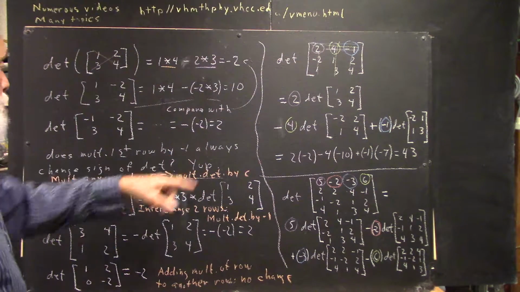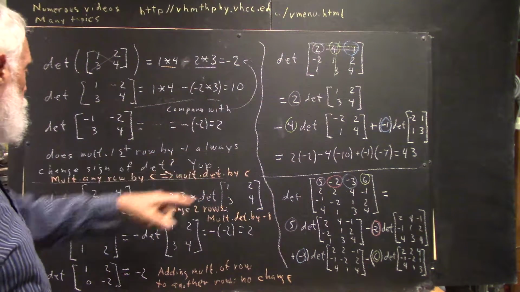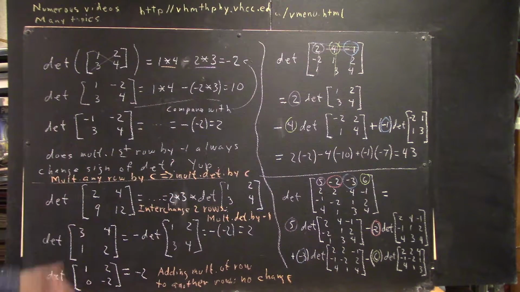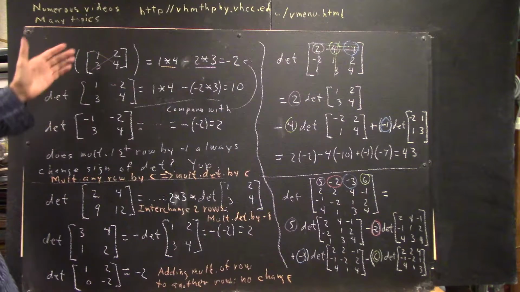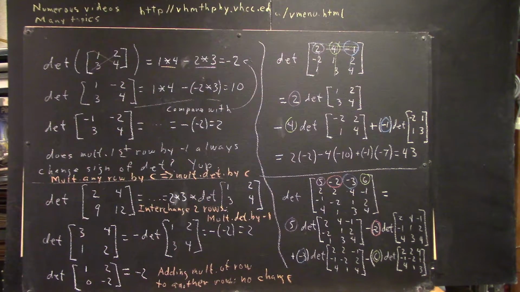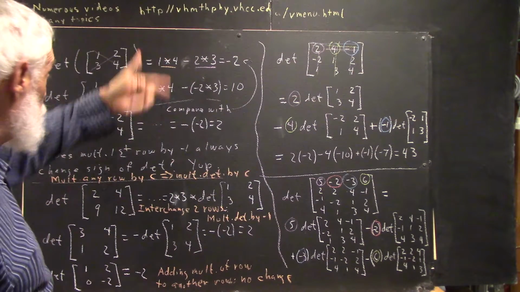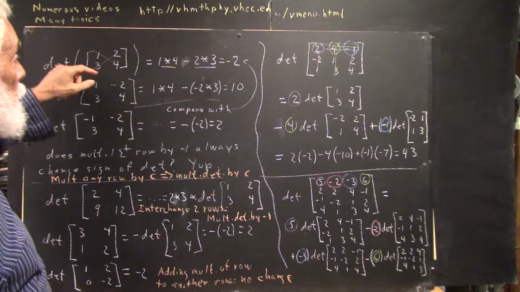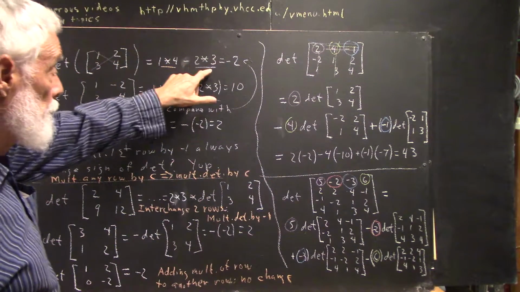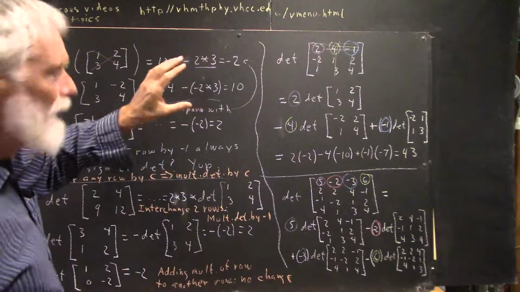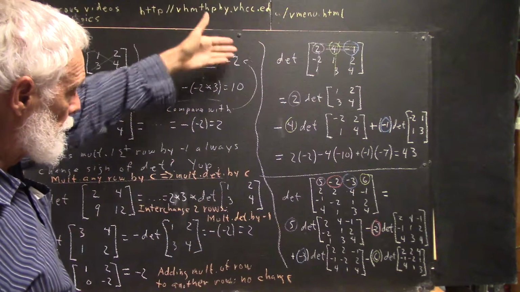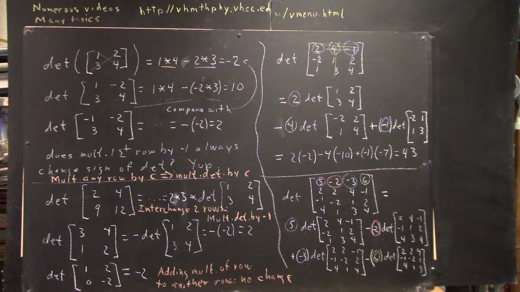So I say, does multiplying the first row by negative 1 always change the sign? And the answer is yes. Furthermore, if instead of multiplying the first row, I multiplied the second row by negative 1, that would also change the sign because now the 4 here and the 3 here would both have the opposite sign, and that would change the sign of the result.